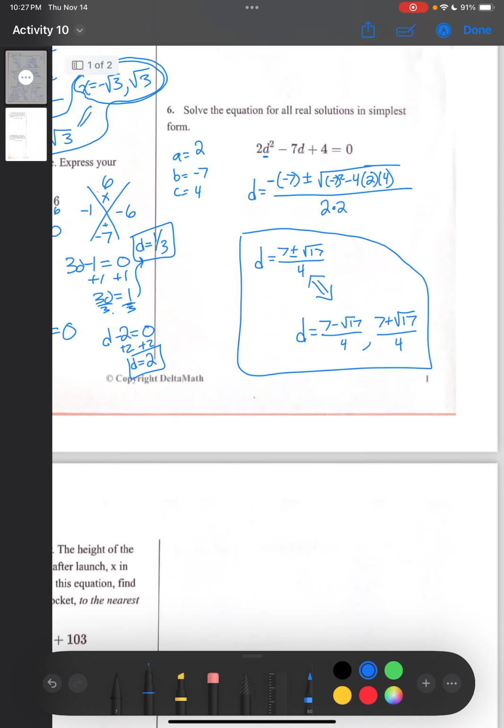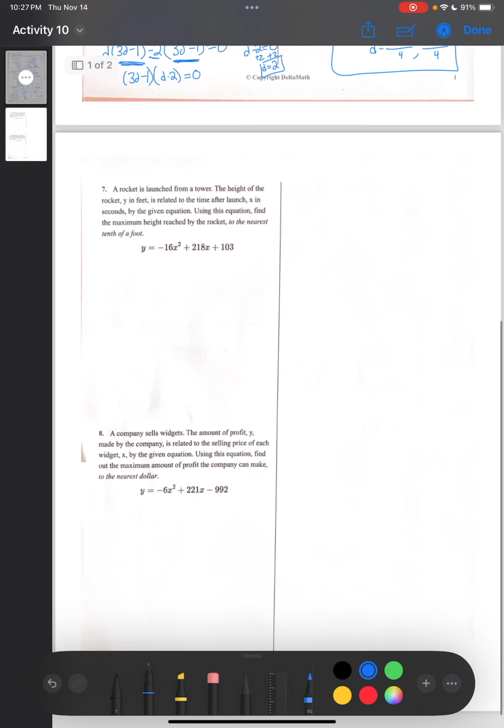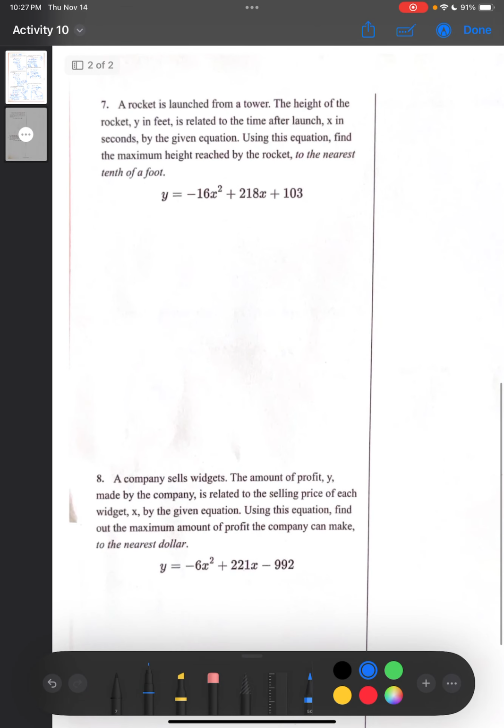Alright. 7 and 8 are our problems about maximums, right? Because they asked for the maximum. Some things you want to read in this problem. The height of the rocket is y, and is related to the time after launch, x. So time after launch is our x. And they want us to round to the nearest tenth of a foot.